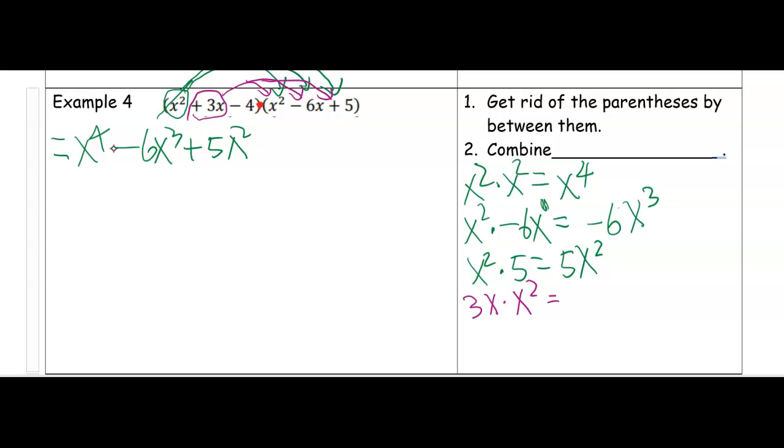Number part is just 3. X part is x1 times x2. Add up the power, which is x3. It's positive 3, so it's plus 3x3.